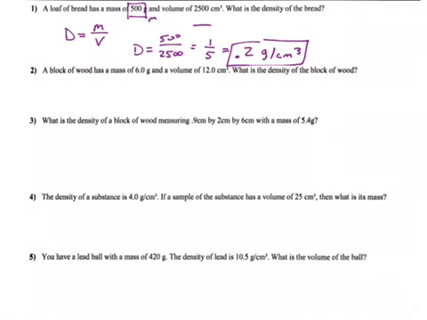A block of wood has a mass of 6.0 grams and a volume of 12 centimeters cubed. What is the density of the block of wood? So density is mass, in this case 6, over volume, which is 12. So that's a density of 1/2, or 0.5 grams per centimeter cubed.